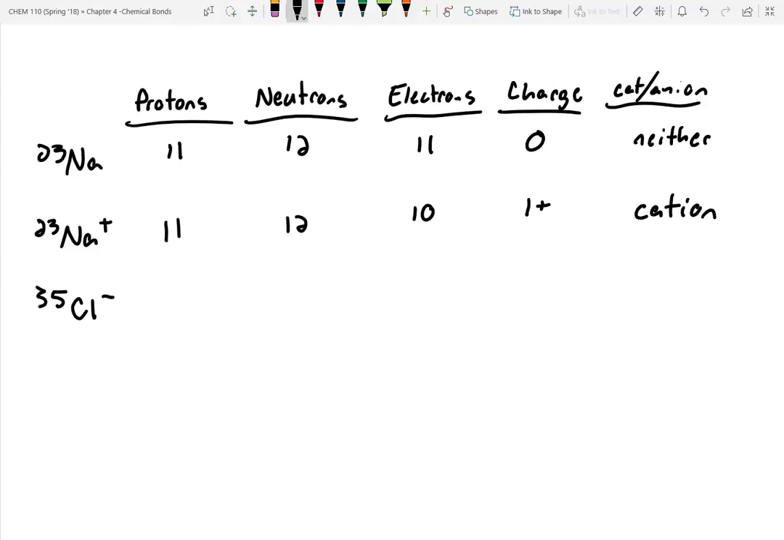All right, and then chlorine, what's its atomic number? How many protons does it have? 17. How many neutrons must it have? 18. How many electrons must it have if it's negative? 18, right? Because it has one more electron than proton. That gives it a -1 charge, right? So would this be an anion or cation? Anion. There we go. So we can start adding a little bit to those tables that we've been working on.